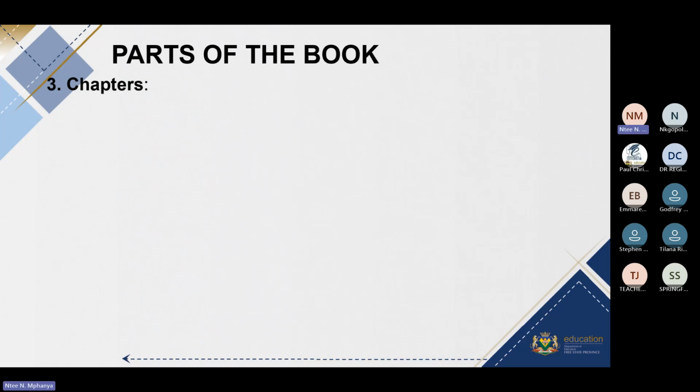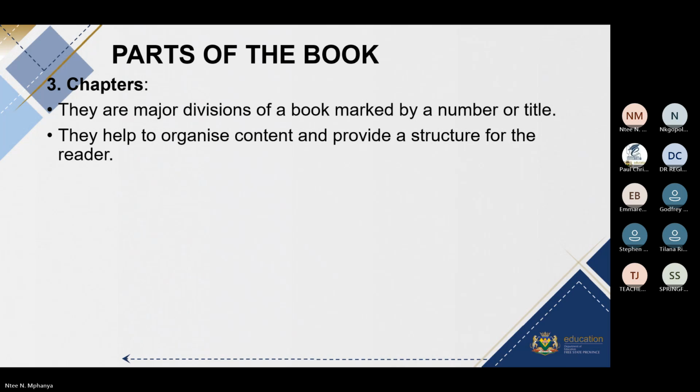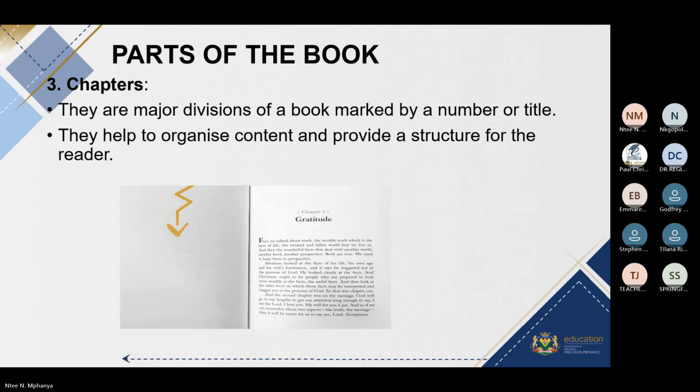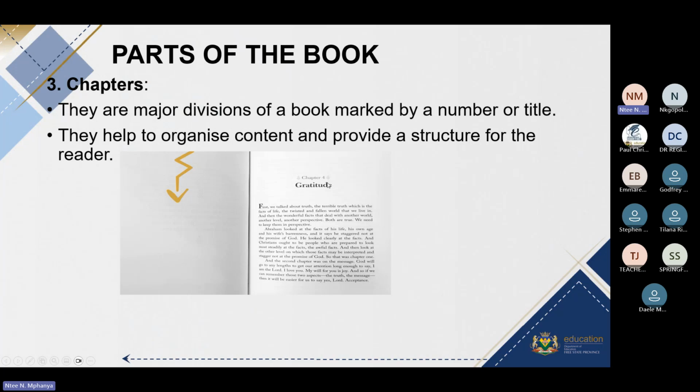Then you have chapters. These are major divisions of a book marked by a number or title. They help to organize content and provide a structure for the reader. Look at this example. We have chapter 4, which deals with gratitude. Meaning that in this chapter, the main idea will be on gratitude and nothing else.